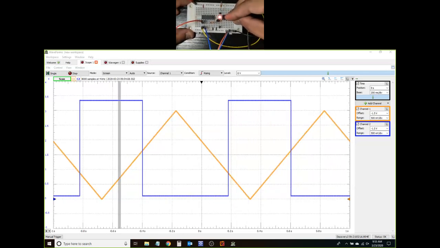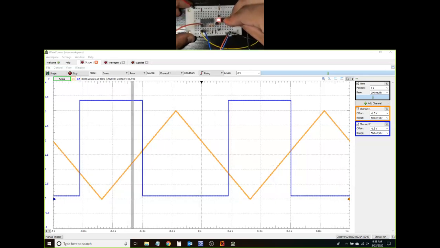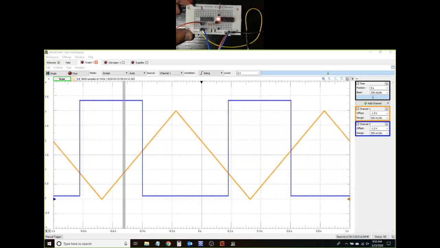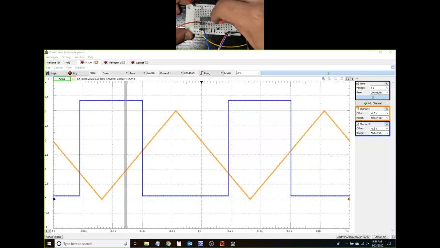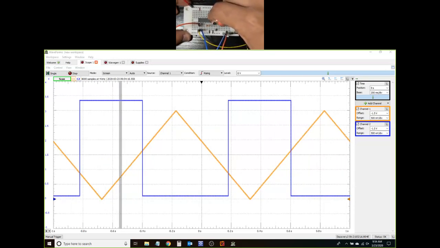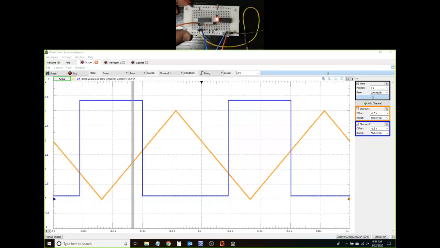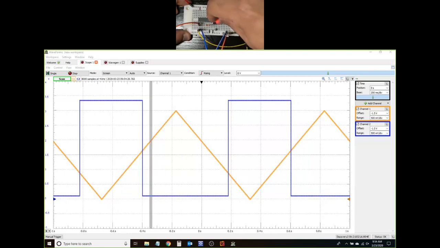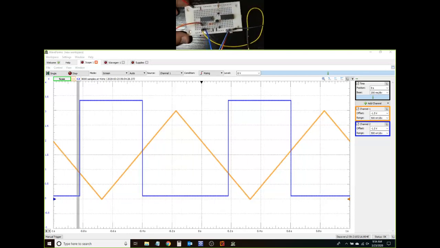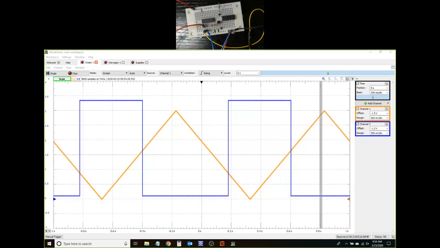Okay, I'm trying to build this. So I'm going to pull out the LED. I need two wires.